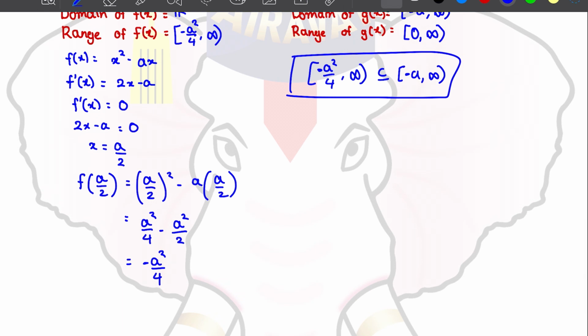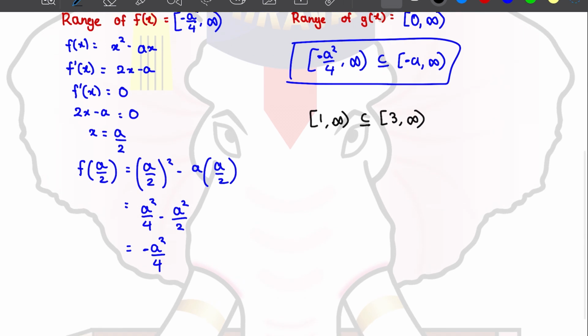So rather than using this to explain, I'm going to substitute in some numbers. Say for example that we again have two data sets. One is going from 1 to infinity. Okay, maybe bad color choice. Sorry. One is going from 1 to infinity, and it has to be a subset of the other data set, which is going from 3 to infinity. Well, is this statement true or false?